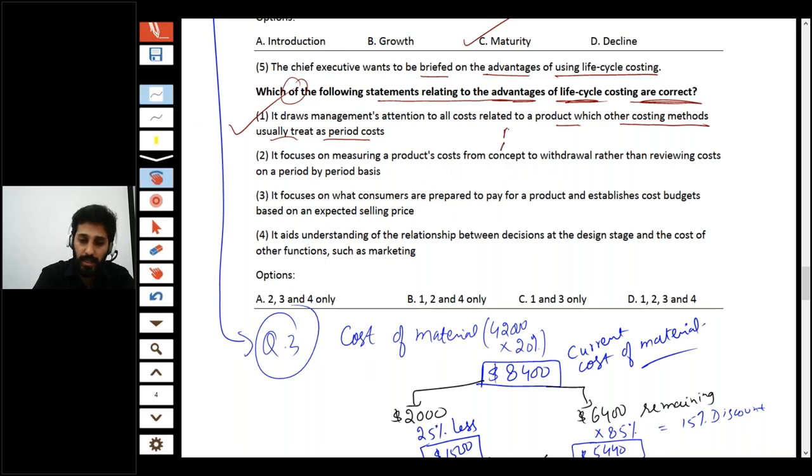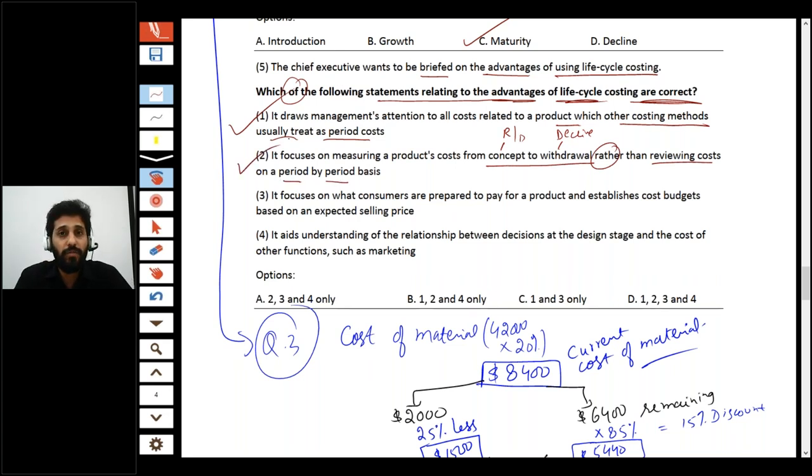From concept, that is R&D, to withdrawal, that is decline. From concept to withdrawal, rather than reviewing the cost on a period by period basis. The answer is yes, because it is measuring the performance of the product from start to decline, from concept to withdrawal.